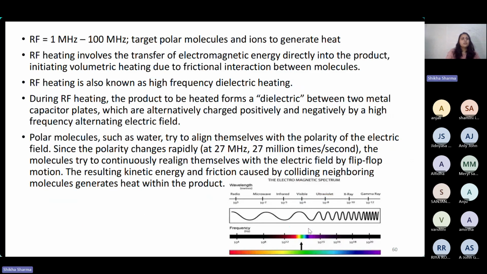So radio frequency usually works from 1 megahertz to 100 megahertz, and it targets the polar molecules and ions to generate heat. It involves the transfer of electromagnetic energy directly into the food, and it initiates volumetric heating due to frictional interaction between the molecules. So if we see infrared, it is here, and if we see radio frequency, it is here, at a higher frequency.